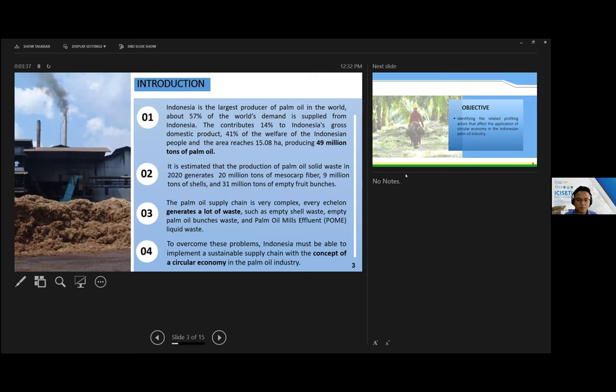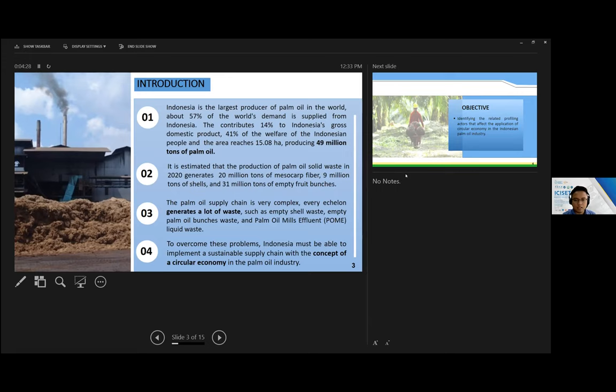There are several supply chain actors in palm oil. First, a farmer, and then a farmer group, and the distributor, and then the industry. The palm oil supply chain is very complex. I think every actor, every echelon in the supply chain will generate waste, such as empty shell waste, empty palm oil bunch waste, and palm oil mill effluent or POME. POME is the liquid waste. This is a problem because there is a lot of waste generated by the palm oil industry.